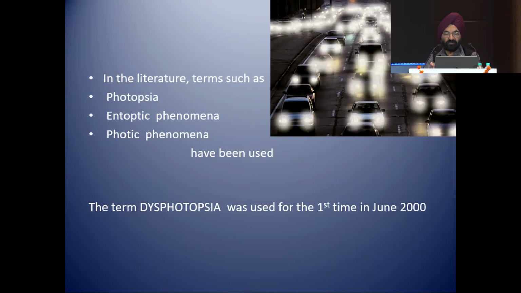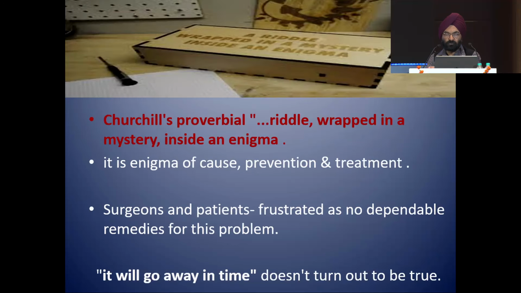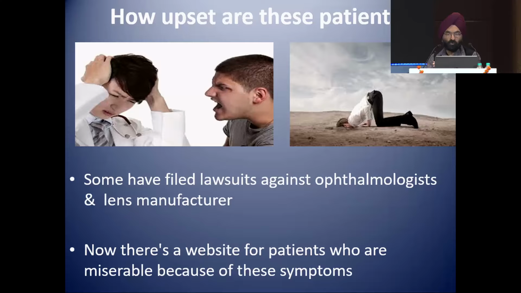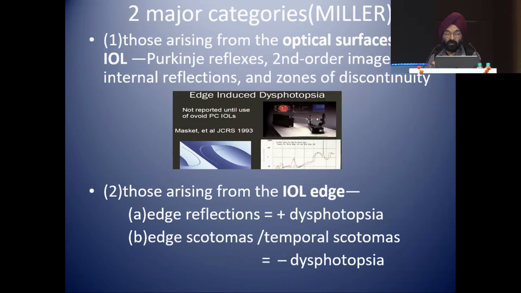In the literature, terms such as photopsia, entoptic and photic phenomena have been used, and the term dysphotopsia was used for the first time in June 2000 by James Thurber. So it's Churchill's proverbial riddle wrapped in a mystery inside an enigma. It's an enigma of cause, prevention and treatment. And when the surgeons tell their patient that it will go away in time, it does not always turn out to be true. Some of these patients are so upset that they have filed lawsuits against ophthalmologists, and now there is a website for patients who are miserable because of these symptoms.